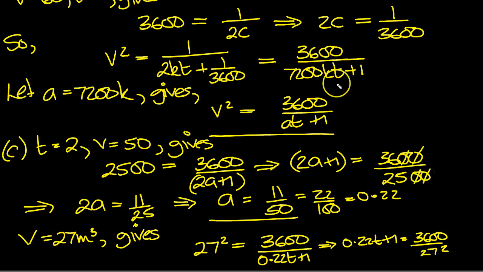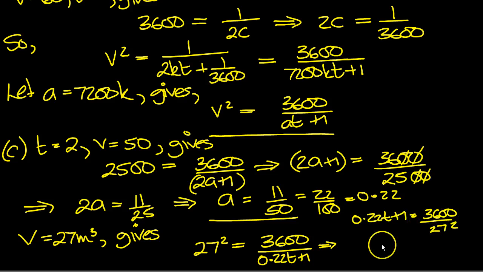And now we can find out. I'm just going to move this up a bit because I'm running out of room. So therefore t equals then, I'm going to do quite a few things here. I'm going to move the 1 over, so it's 3600 over 27 squared minus 1 in a bracket, and that's 0.22t in my mind's eye, and then move the 0.22 down from times to divide. And we can tap that in the calculator now.